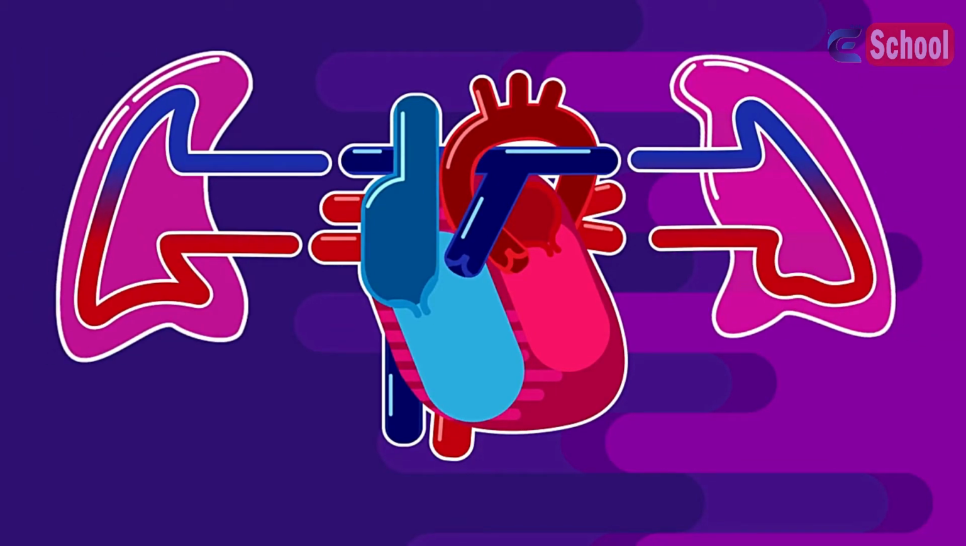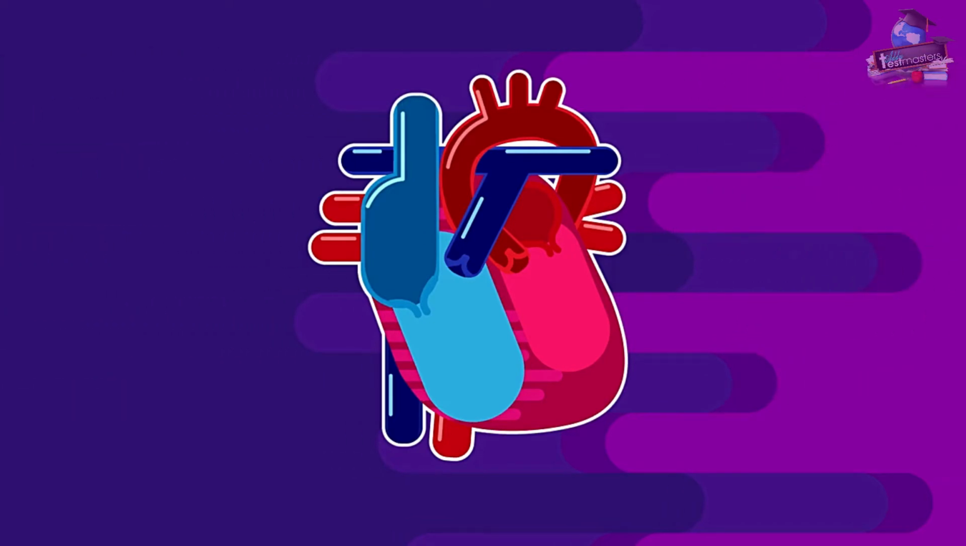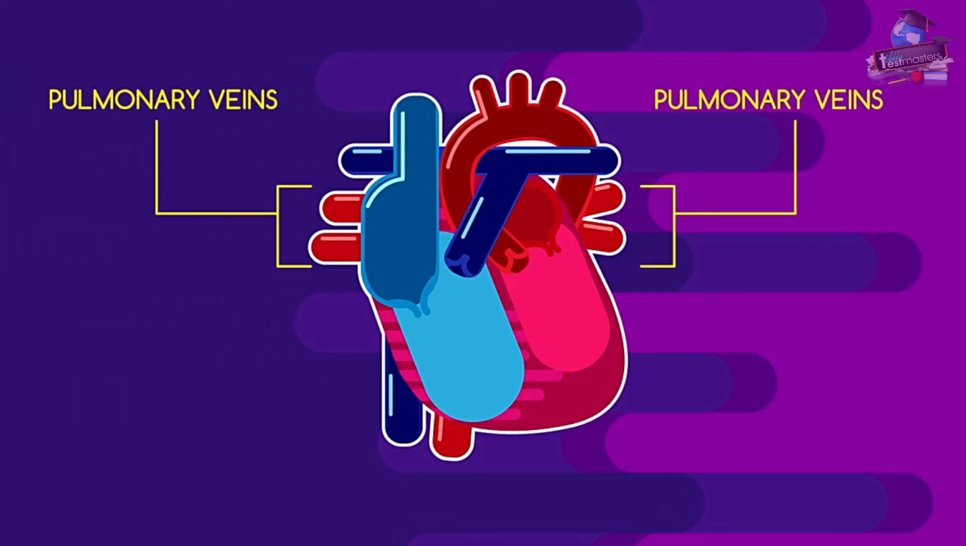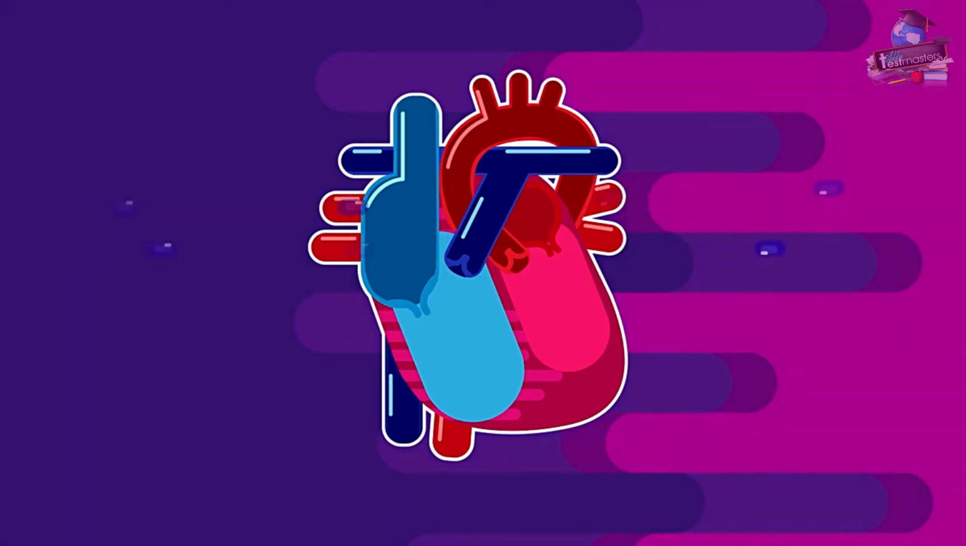Talk about an efficient system. The deoxygenated blood flows through the lungs, becomes oxygenated, and then returns to the heart. Like the pulmonary arteries, there are 2 pulmonary veins, one from the right lung and the other from the left. Both work together to bring in the freshly oxygenated blood, which enters into the left atrium of the heart.